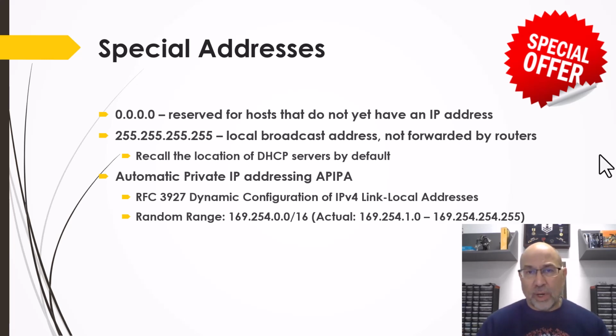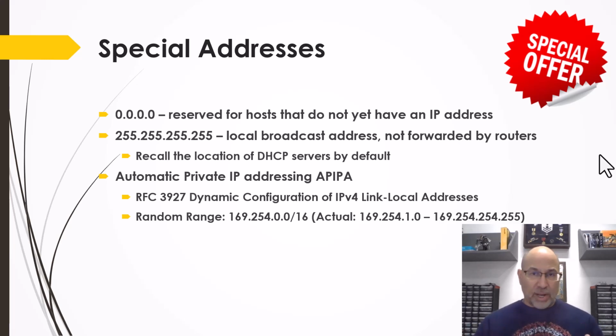Now, every once in a while, you'll have a failure in the DHCP process. You will not get an address. And so you'll wind up with something that begins with 169.254. This is called an Automatic Private IP Addressing, or APIPA. It is covered by RFC 3927, called Dynamic Configuration of IPv4 Link-Local Addresses.